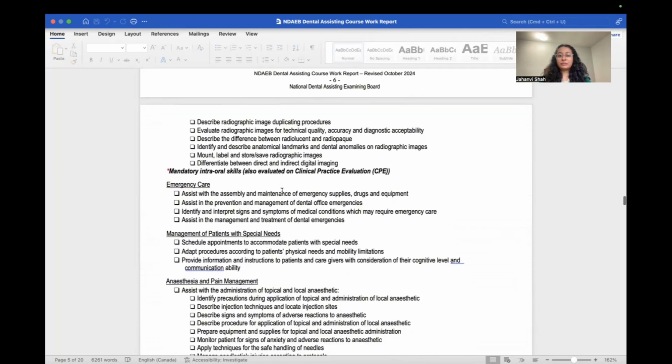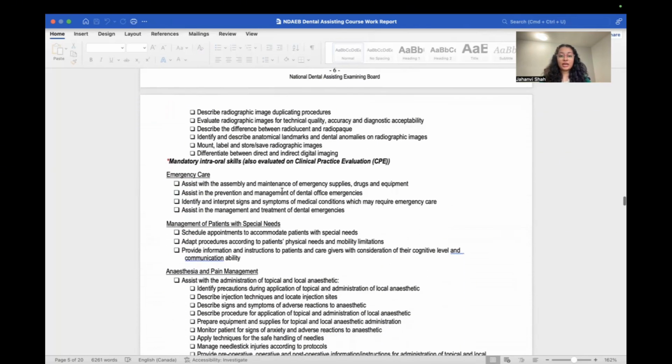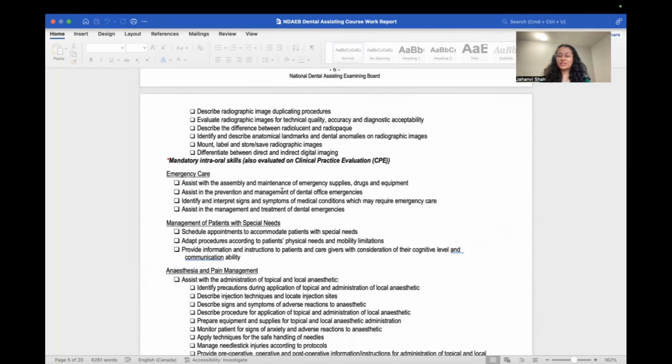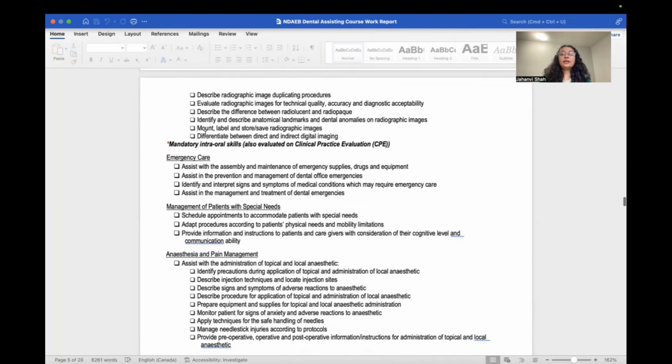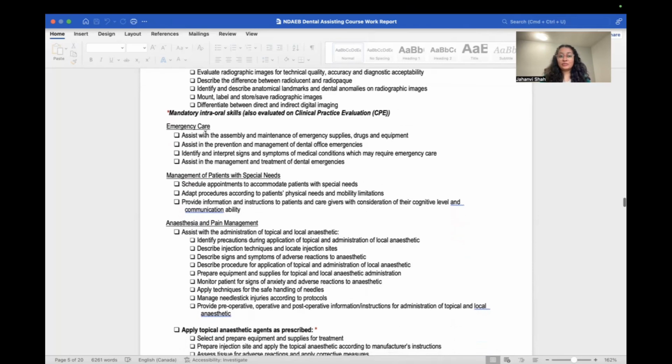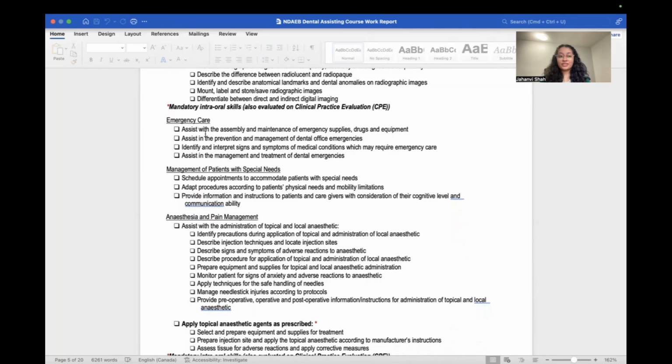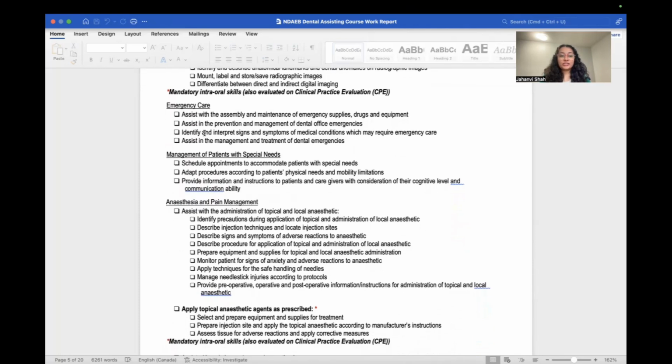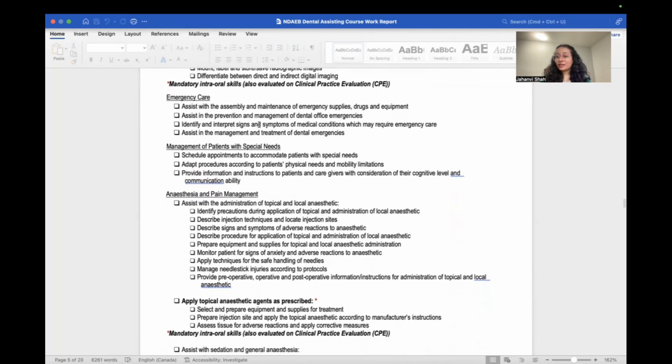Describing the radiographic image, duplicating the procedures, mount, label the radiographic images once you are done. These are important because these are being asked on CPE, so you have to know them. You have to see which year where you guys start about it. Then comes the emergency care, emergency drugs, emergency supplies, emergency situation in a dental setting. Then we have management of patients, scheduling appointments.